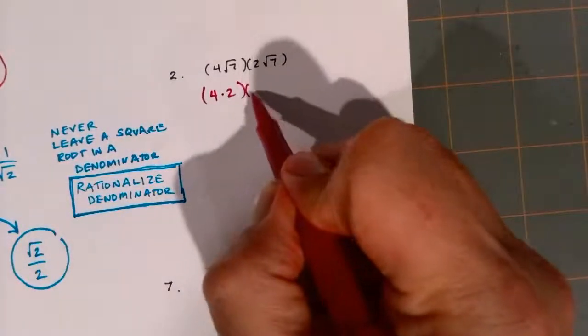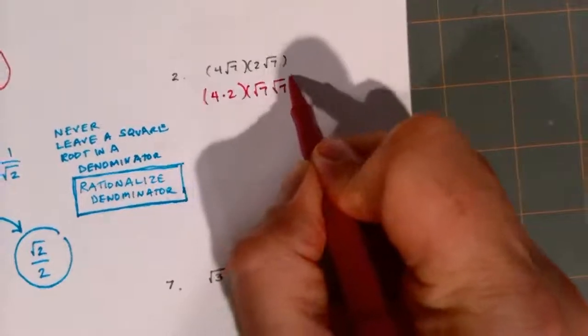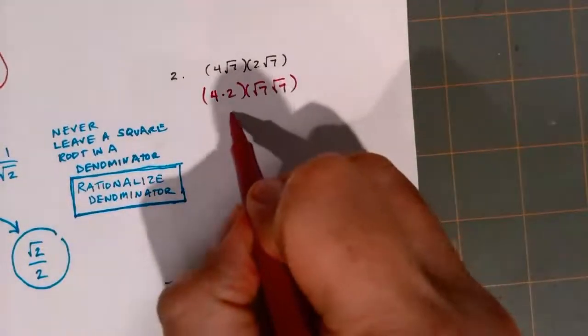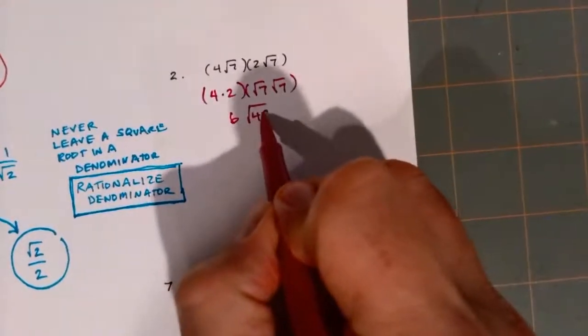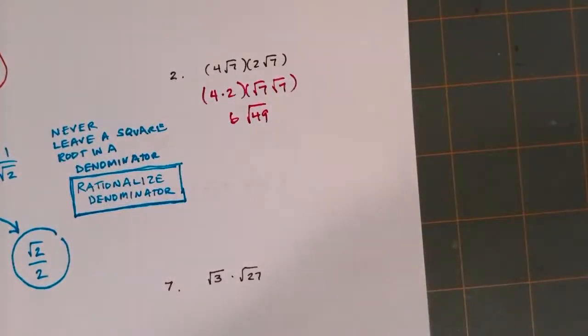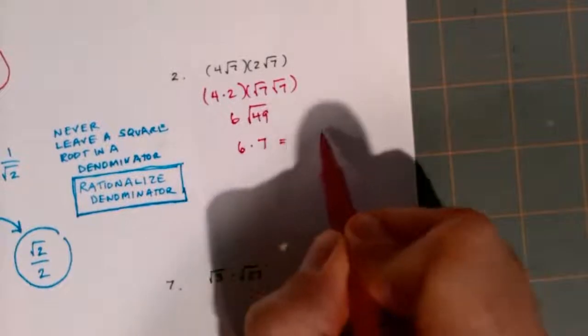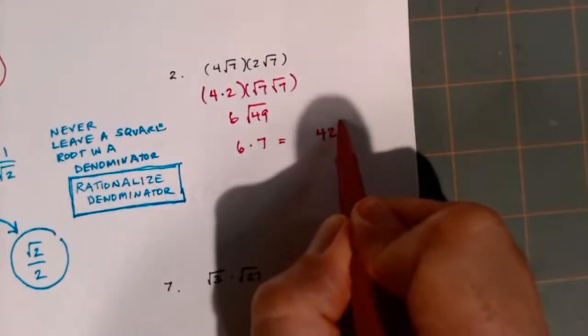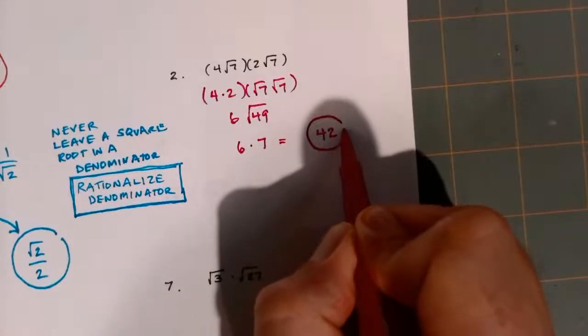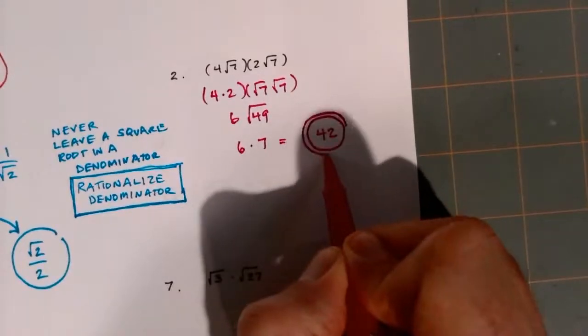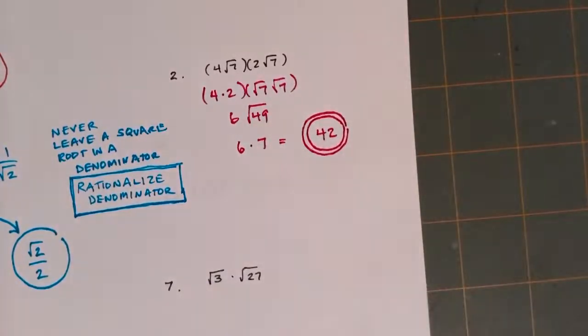And then root 7, those are the things inside. So I get 6 root 49. The square root of 49 is 7. So that's 6 times 7, which is 42. Again, I'm going to move on, but you can go back and do this. I basically did the exact same as the first one.